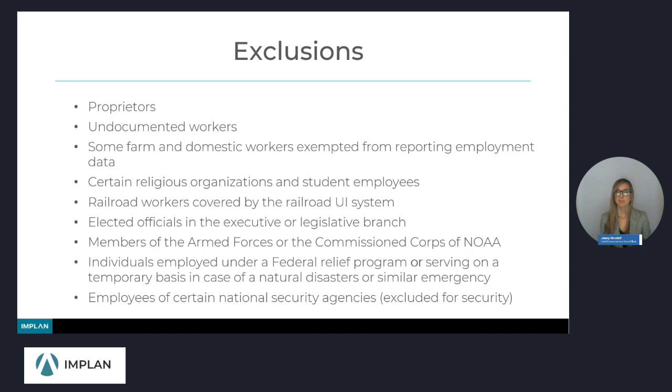Then there's some farm and domestic workers who are exempted from reporting their employment data, so they won't be included. Certain religious organizations and student employees. Most railroad workers, because they are covered by their own unemployment insurance programs, so they're not in there. Elected officials in the executive and legislative branches of government, members of the armed forces and the commissioned corps of NOAA, individuals employed under a federal relief program or serving on a temporary basis in the case of a natural disaster or similar emergency, and then employees of certain national security agencies, they are excluded for their own security.